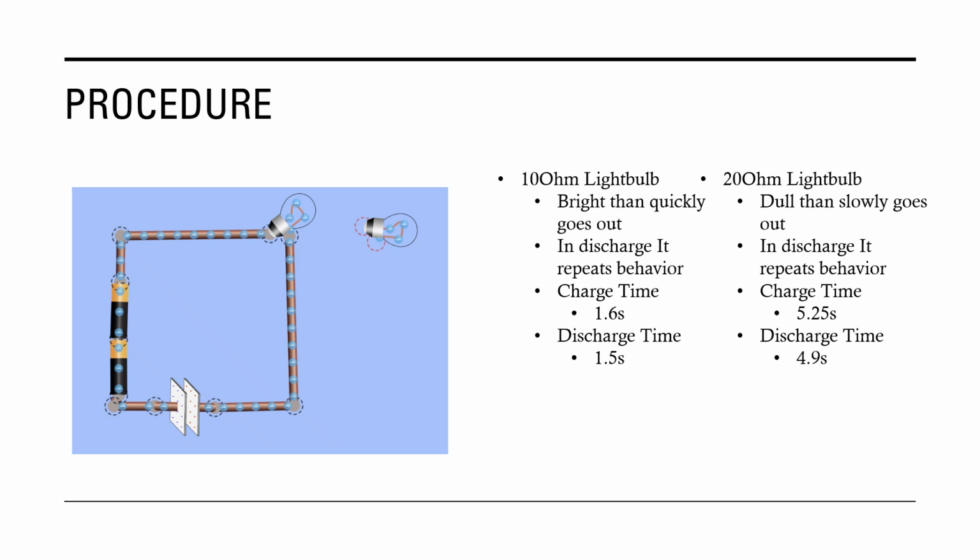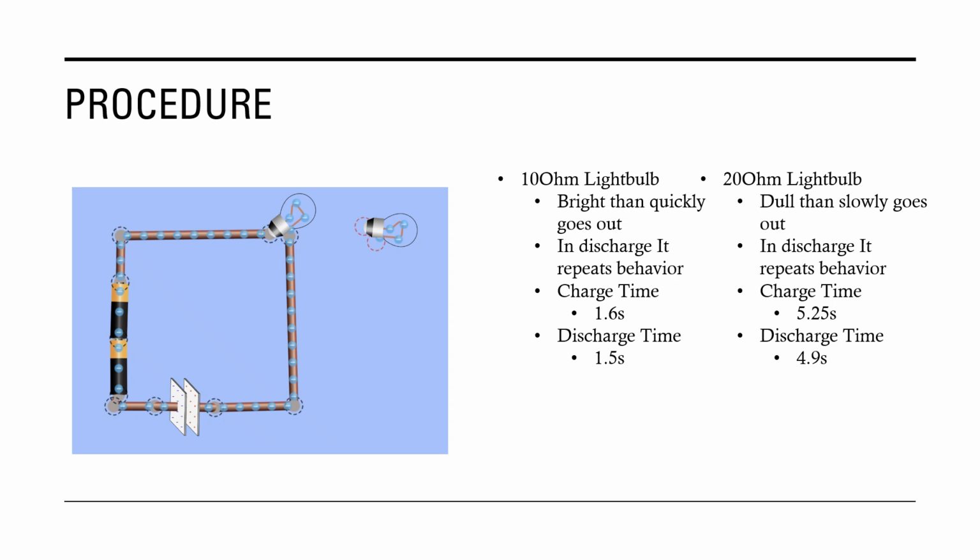For another circuit, we used two different batteries with light bulbs, one with 10 ohm resistance and one with 20 ohm resistance, connected to a capacitor. With the 10 ohm light bulb, when you connect the circuit, it goes bright and then quickly goes out. When you discharge by connecting the wire without going through the batteries of the capacitor, it repeats the same behavior. The charge time is 1.6 seconds and the discharge time is 1.5 seconds, measured by hand, so it's hard to get exactly.